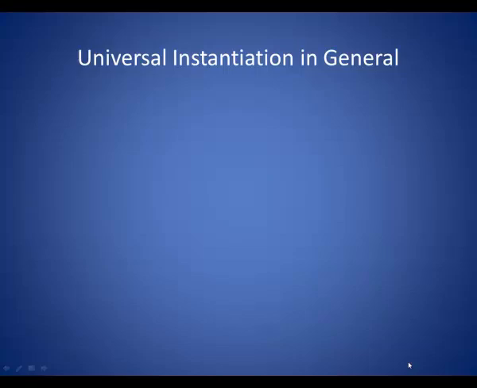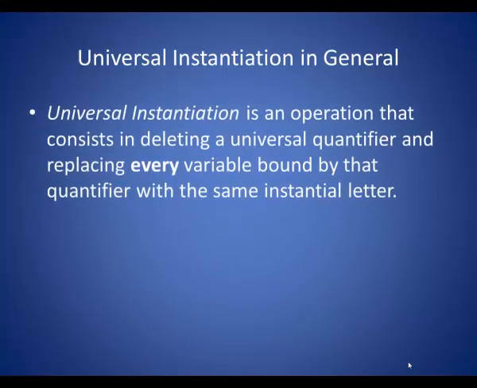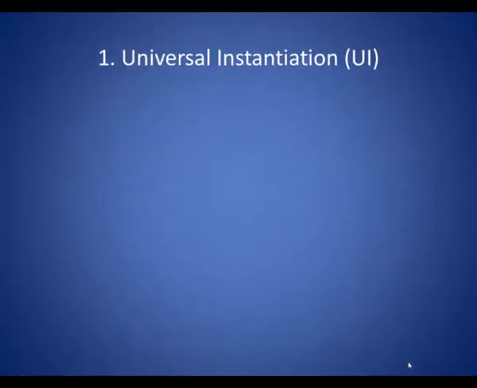So universal instantiation in general. Here's a general rule for it. It's an operation that consists in deleting a universal quantifier and replacing every variable bound by that quantifier with the same instantial letter. So what it allows us to do is remove a universal quantifier and replace every variable bound by that quantifier with the same instantial letter. A few examples will help to show. So let's look at it closer.